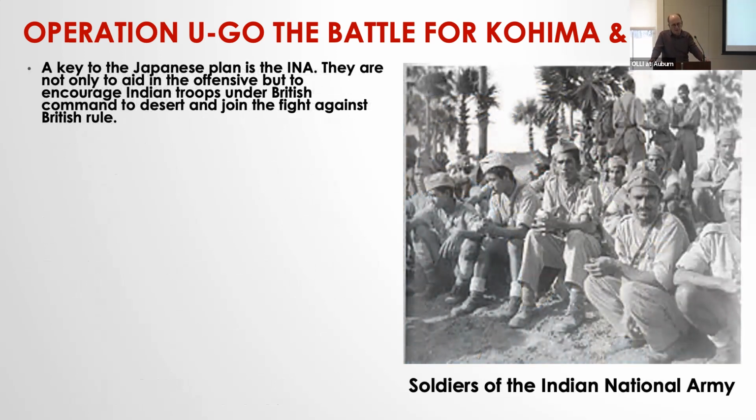So another key piece of this whole thing is the Indian National Army. The goal is that the Indian National Army will get the Indian people to rise up against the British. That is probably the most important single piece as far as the Japanese thinking is concerned. This is really the goal: they need to get the Indian people to throw out the British.